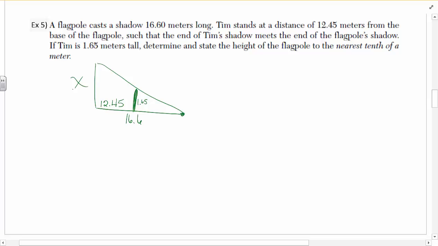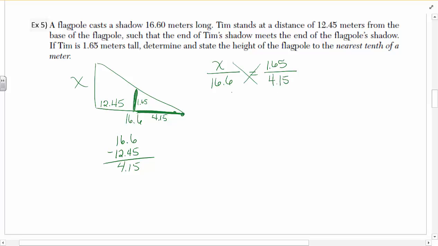All right, so object to shadow equals object to shadow. So the object being the flagpole has a shadow of 16.6 meters. Tim, being 1.65 meters tall, has a shadow that's here. Well, that's really just 16.6 minus 12.45. It's the leftover, right? When I do this off to the side, I get 4.15. So that's really going to be Tim's shadow.